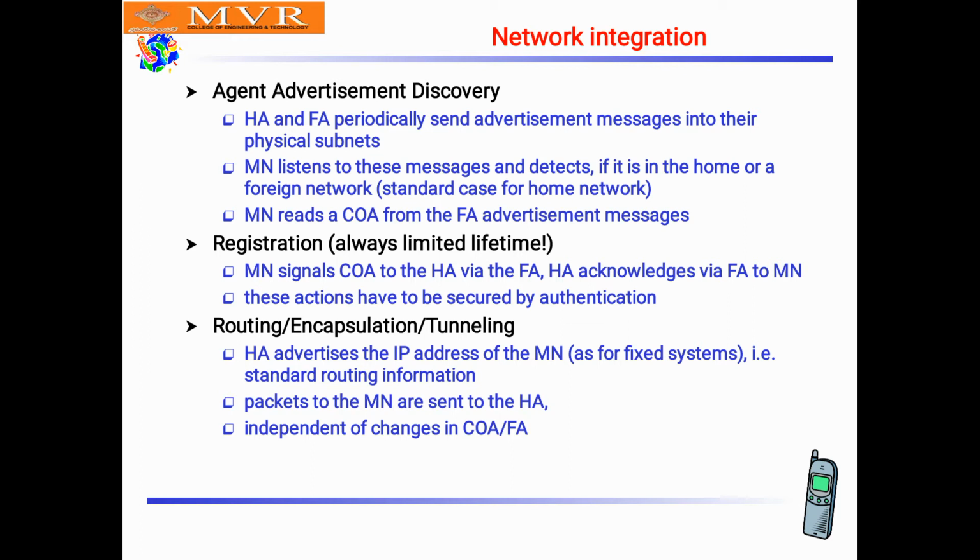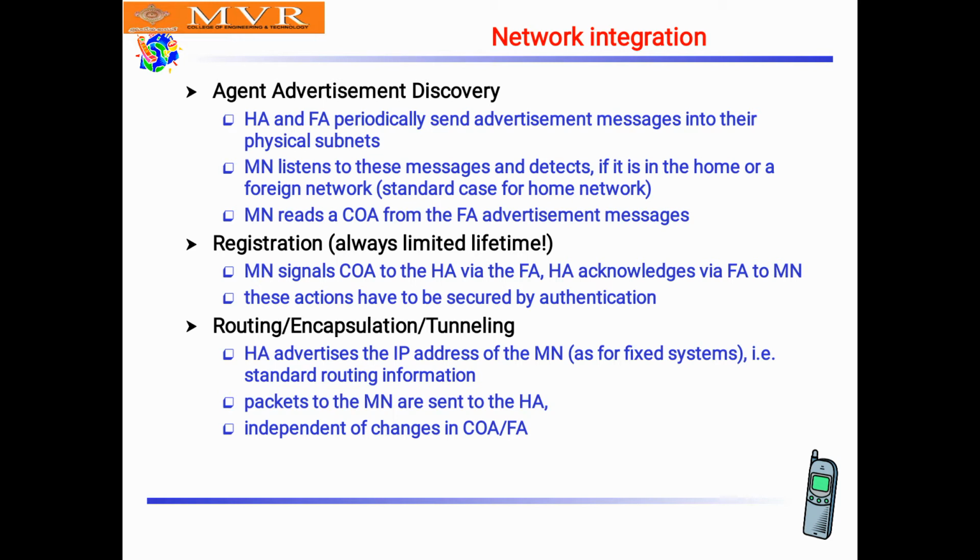Next, let us see how the mobile network layer is integrated. The network integration depends on three factors: agent advertisement and discovery, registration, and routing, encapsulation and tunneling. Firstly, we see agent advertisement and discovery. Here the agent advertises and describes how it will work.